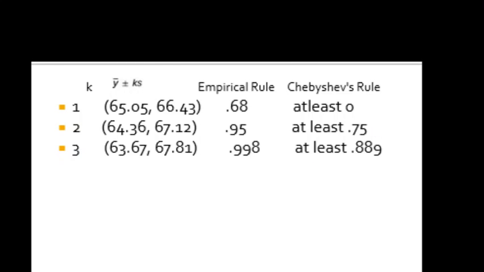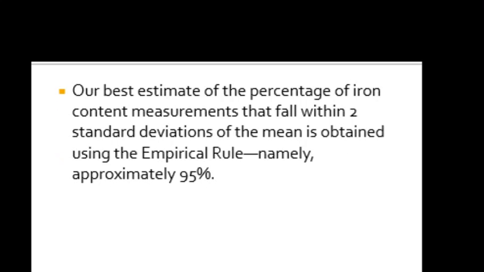Now, since the distribution was approximately symmetric, our best estimate for the percentage of iron content measurements that fall within 2 standard deviations of the mean, using the empirical rule, will be approximately 95% of the measurements.